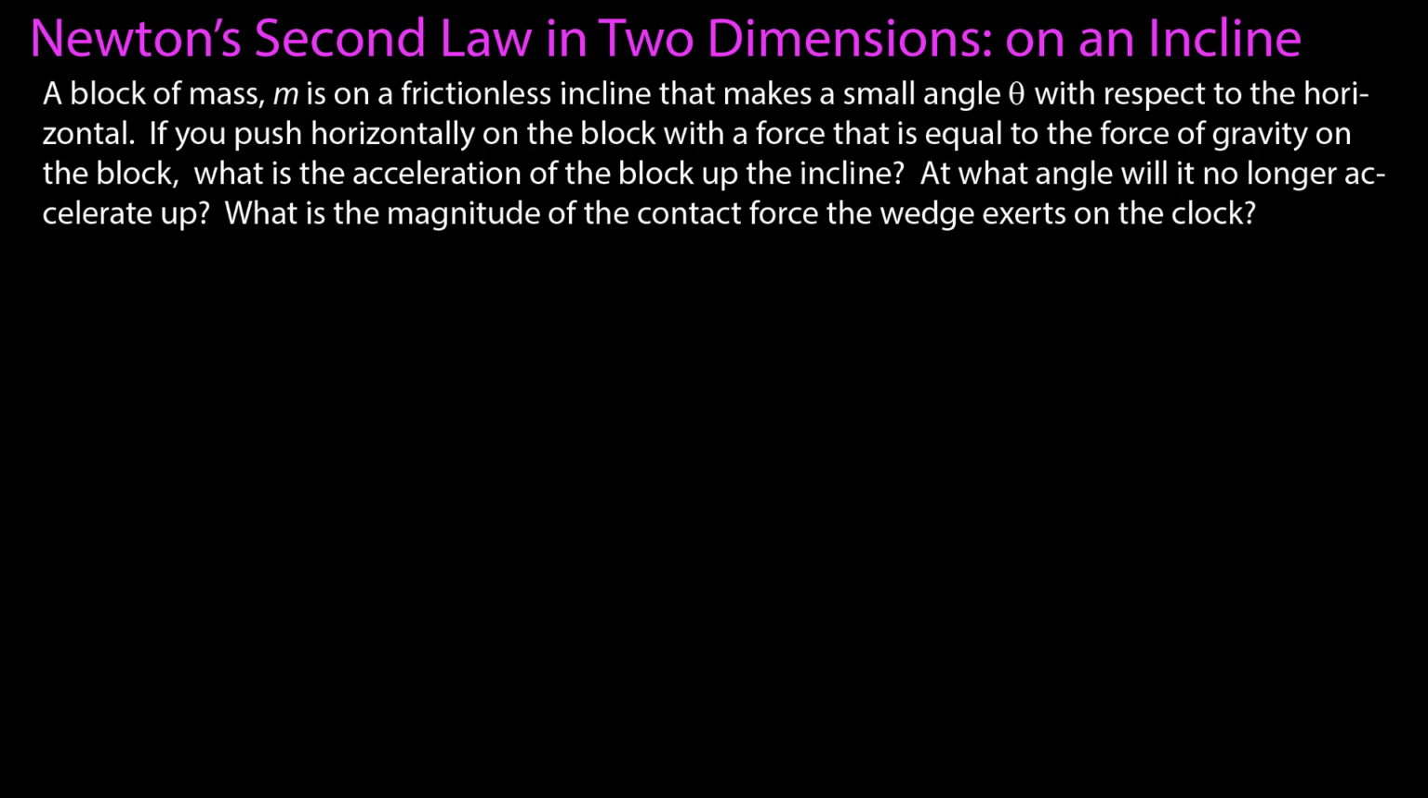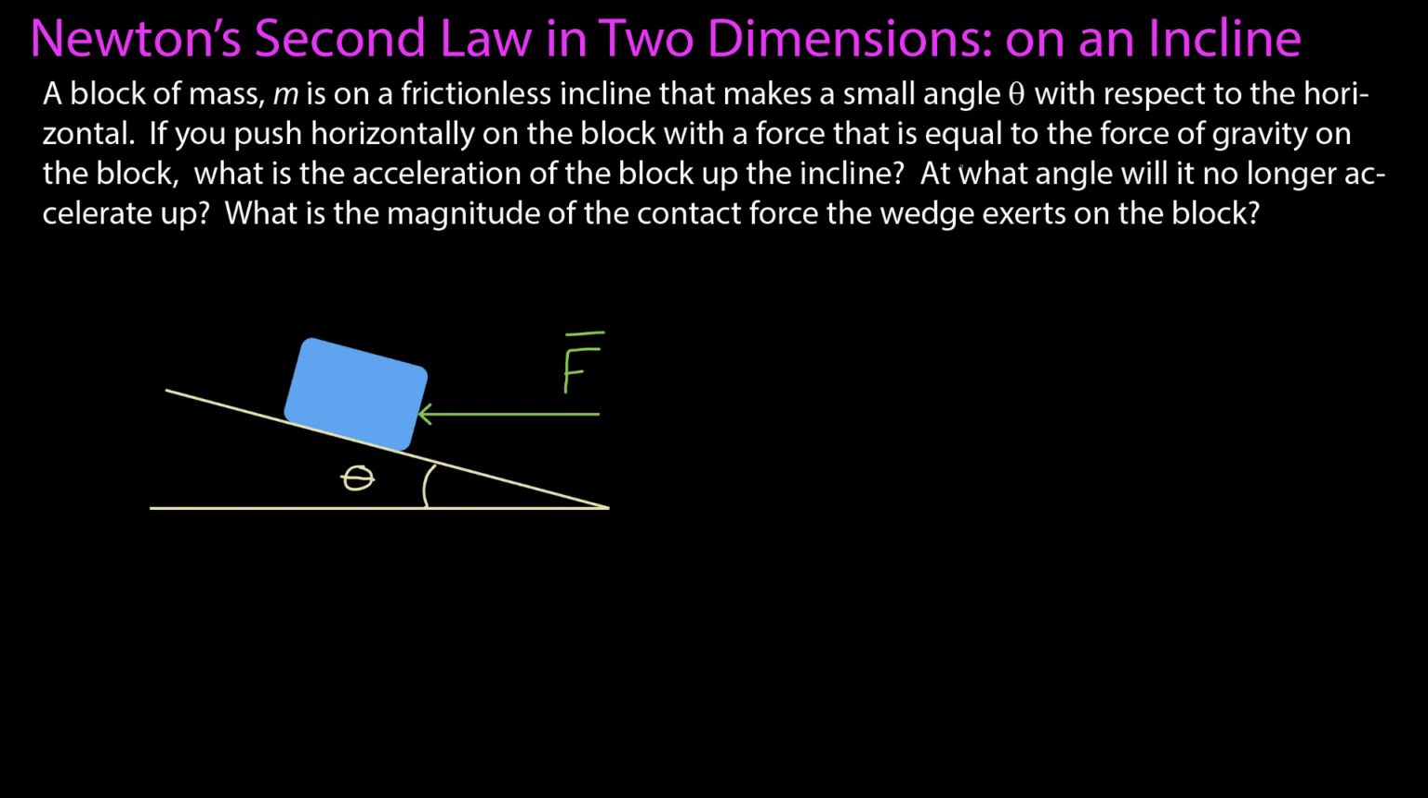At what angle will it no longer accelerate up? What is the magnitude of the contact force the wedge exerts on the block? Okay, let's start with a picture. So I have this wedge, incline set at an angle theta with respect to the horizontal. There's this block of mass m on it, and I'm pushing on it horizontally.